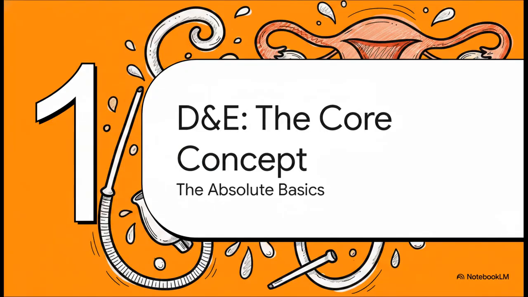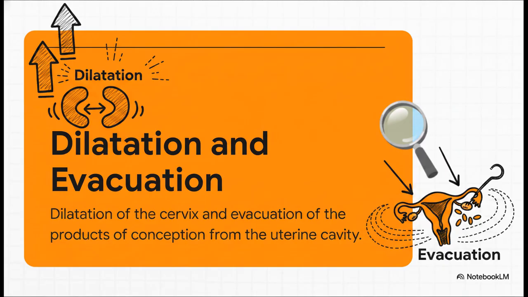All right, let's kick things off with the absolute basics. What exactly is D&E? You know, the name itself really tells you the whole story. It's a two-step process. First, dilation. We gently and carefully open up the cervix. And second, evacuation. We remove the products of conception, that's the fetal and placental tissue, from inside the uterus. It's that simple. Everything else we talk about today comes back to these two key actions.